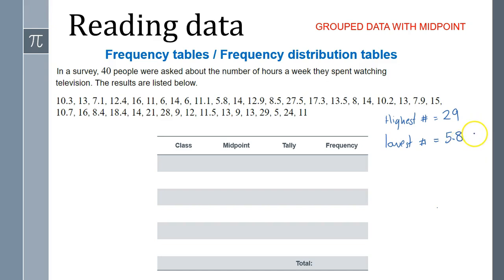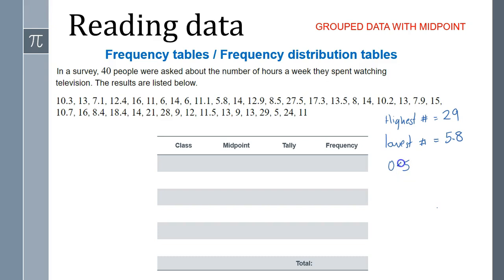So if I wanted to go individual ungrouped data, I would have to go 5.8, 5.9, 6.0, 6.1, 6.2, 6.3, 6.4, all the way up to 29. So you can imagine how much data that's going to be. So I'm going to group it. If I go in groups of 10, I'm only going to have 3 groups. I'm going to go in groups of 5.